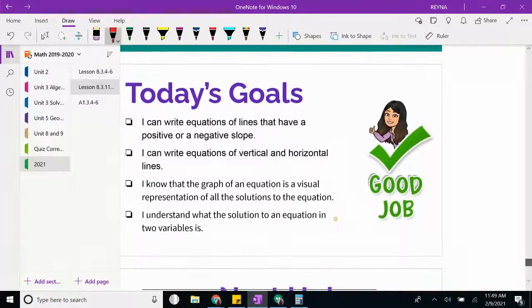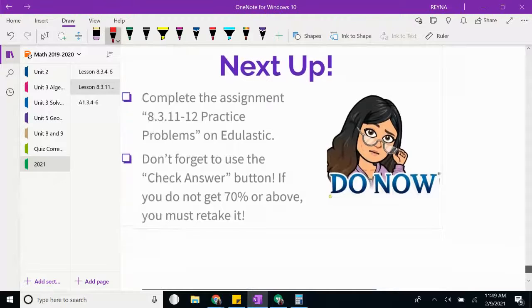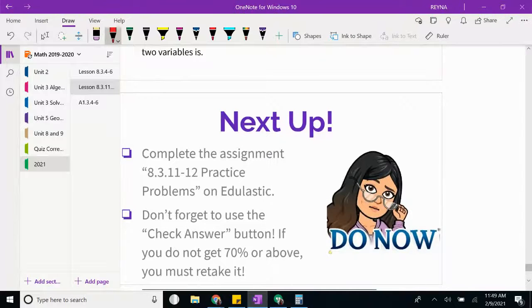So what were our goals? To talk about equations and positive and negative slopes. We did that. We talked about vertical and horizontal lines and what those look like. We did that. And then talking about solutions to equations. Yay, we did it. Okay, so what should you do now?